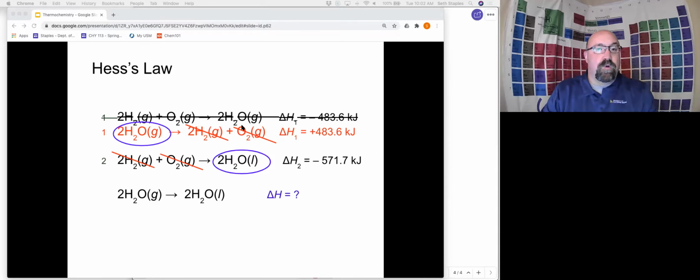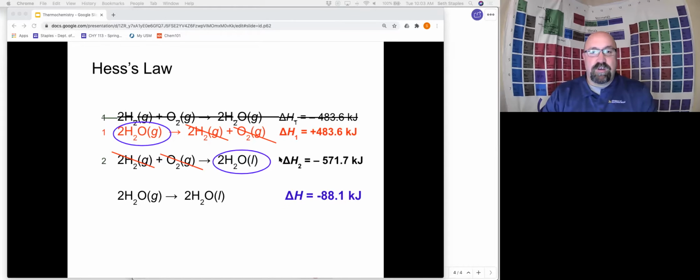We have 2H2O gas as a reactant, which is what we're looking for in our target equation. 2H2O liquid as a product, which is also what we're looking for. And we have nothing left over. We have nothing else up here that we have to worry about. It tells us we've done all the manipulating of any equations that we need. And that means we've manipulated our enthalpies in the way that we need. And so now we just add them up. Positive 483.6 plus a negative 571.7 leaves us with a delta H of negative 88.1 kilojoules.